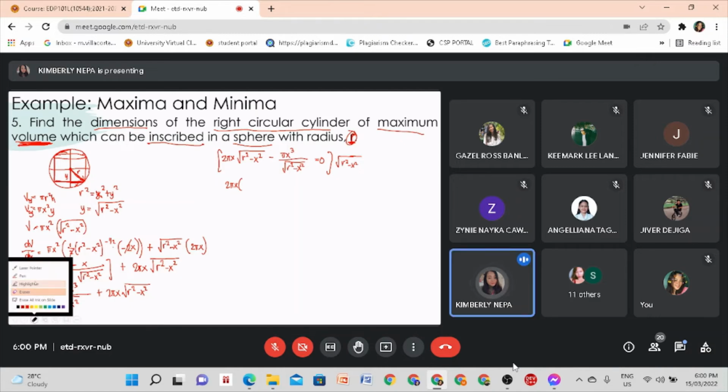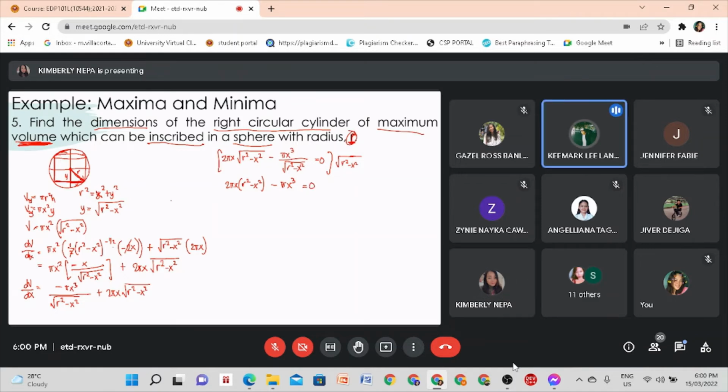Okay, so we have r squared minus x squared, and then this one minus pi x cubed. Correct? What's next? Simplify. How can we simplify? Multiply: 2 pi r squared x minus 2 pi x cubed.